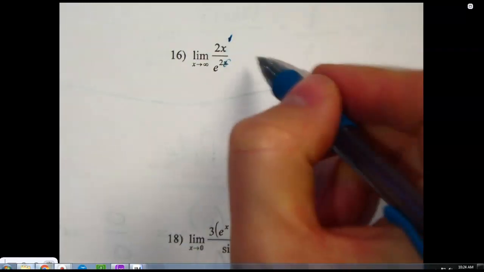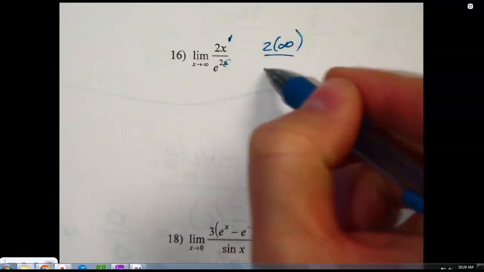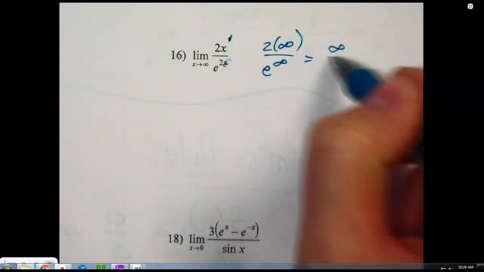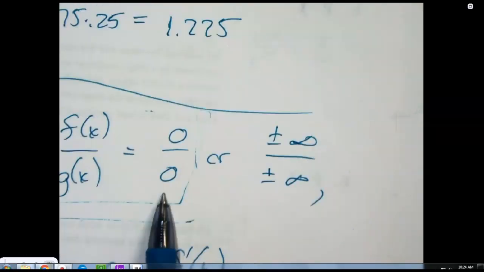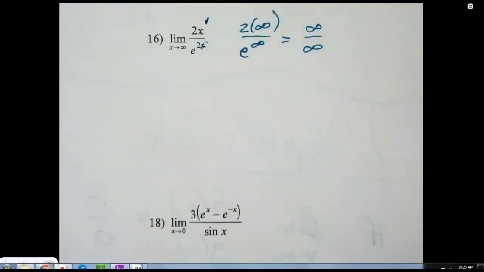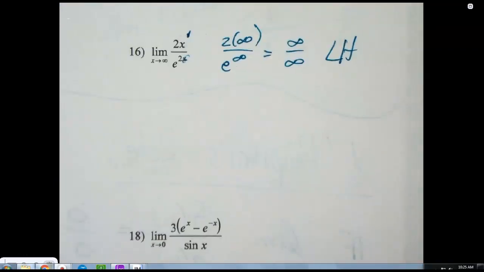Well, let's pretend we didn't remember that, and we were like, hey, let's use L'Hopital's rule. So plug in infinity. We get 2 times infinity on the top. We get e to the infinity on the bottom. So that's infinity over infinity. That's one of our situations, if the limit comes out to 0 over 0 or infinity over infinity. I'm going to tell the grader, hey, now I'm going to use L'Hopital's rule.